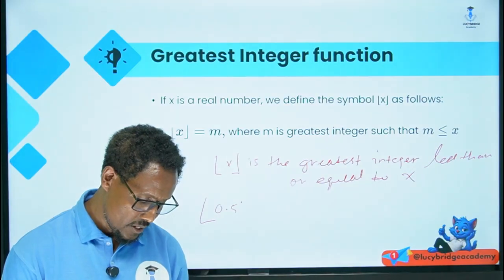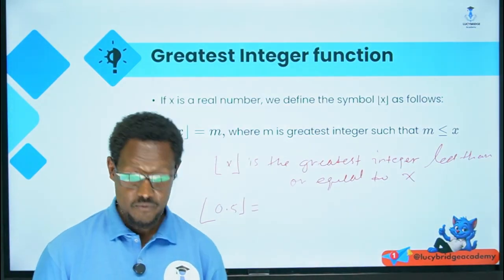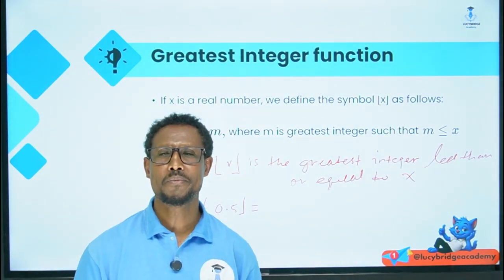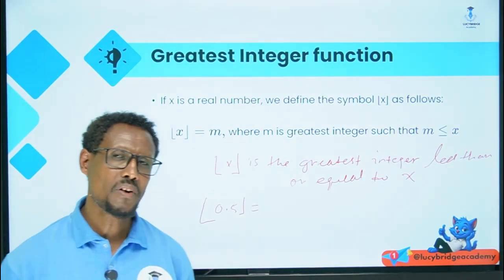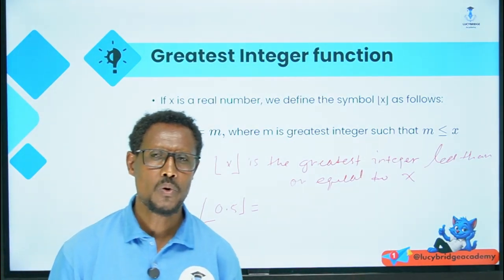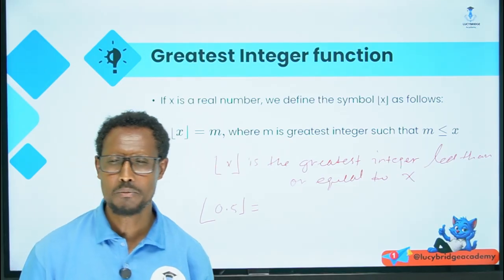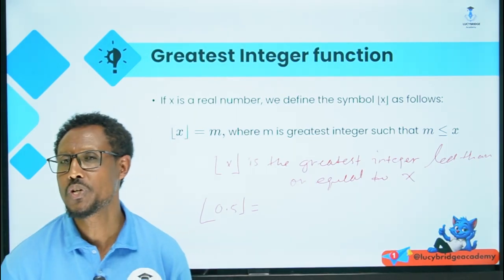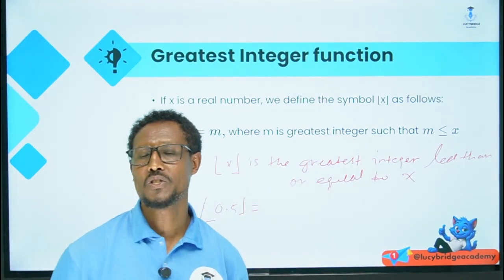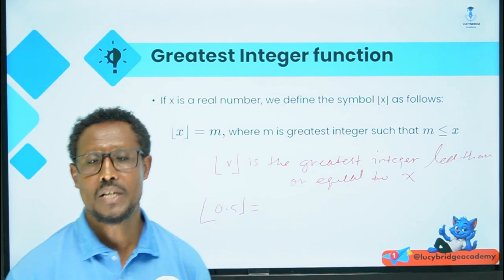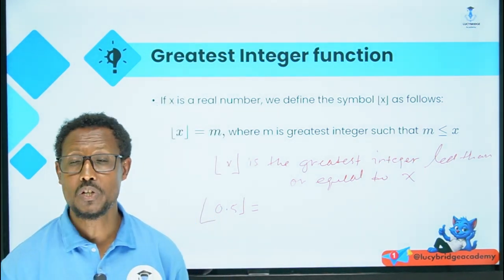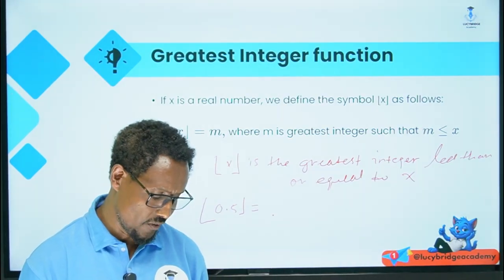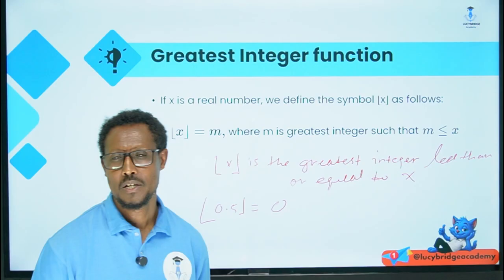Okay, now for example, take 0.5. The floor of 0.5 means the greatest integer less than or equal to 0.5. Which integers are less than 0.5? 0, negative 1, negative 2, negative 3, and it continues. These are the integers less than 0.5: 0 and the integers below 0. Which is the largest of these? 0. So the greatest integer less than or equal to 0.5 is 0, right?